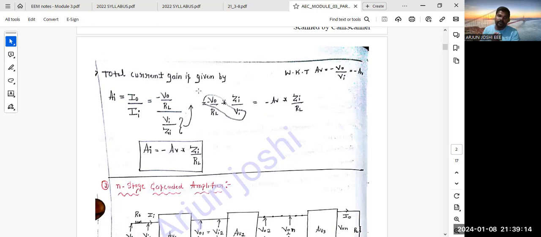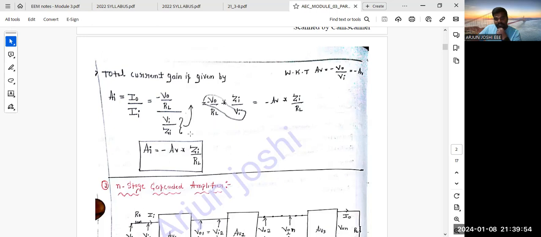Output current, applying Ohm's law, is equal to output voltage divided by RL. In the common emitter configuration, I naught is nothing but minus IC. Here I naught is equal to V naught divided by RL, but we need to mention minus, so I apply minus V naught divided by RL. And II, applying Ohm's law, is VI divided by ZI. You can mention ZI or RI, everything remains the same. Next, apply minus V naught divided by RL.